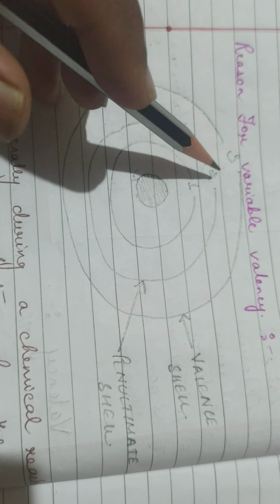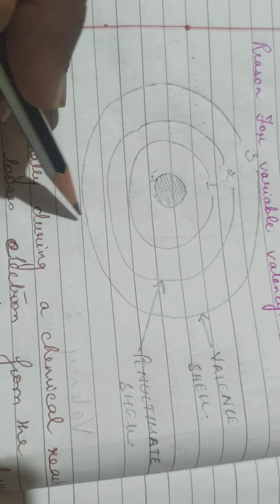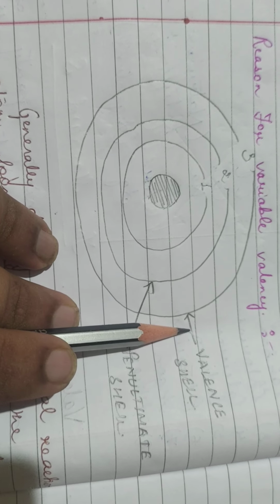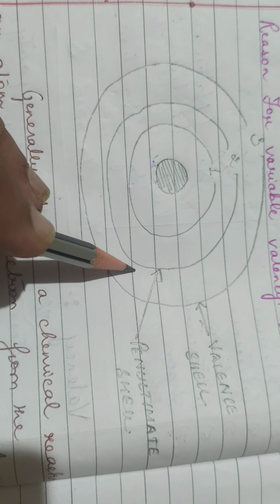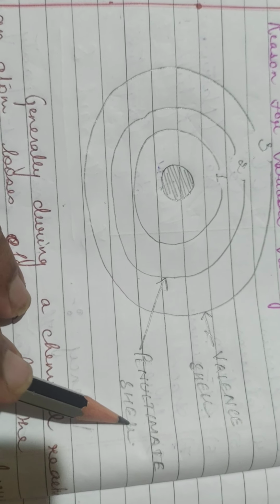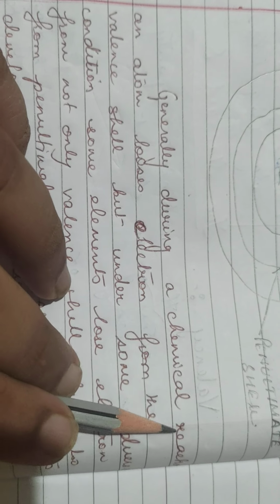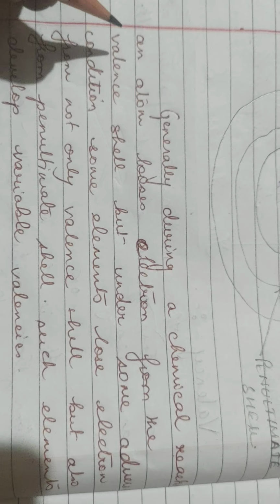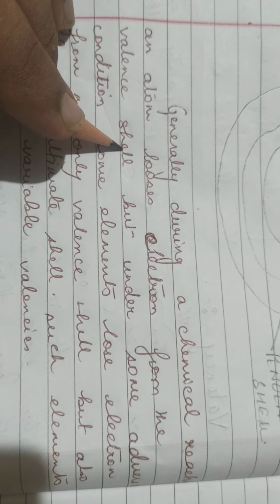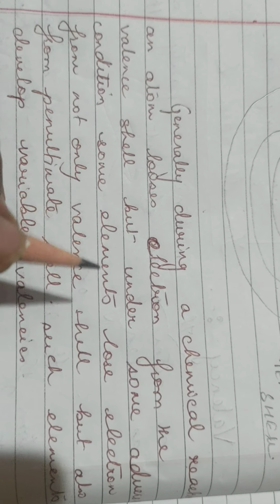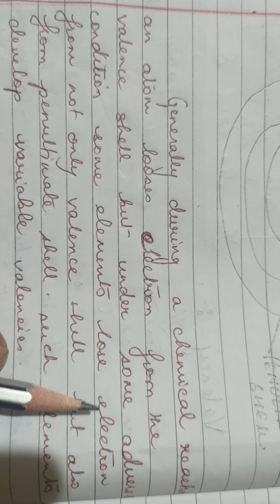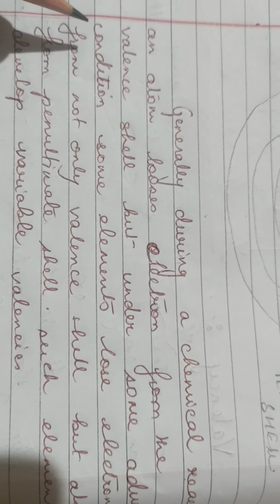This is the structure of an atom having a nucleus and multiple shells. The last shell of an atom is called the valence shell. The second last shell, on the contrary, is called the penultimate shell. It is an observation that during chemical reactions, the element might lose or gain electrons from the valence shell. But under adverse conditions, an element can lose electrons not only from its valence shell but also from its penultimate shell. Such elements will show variable valency.